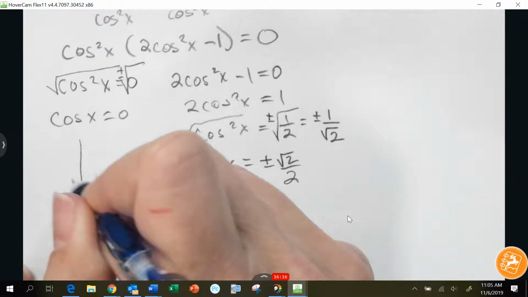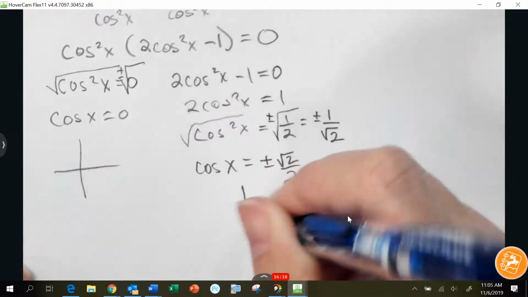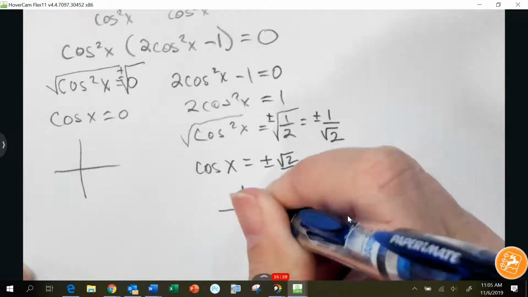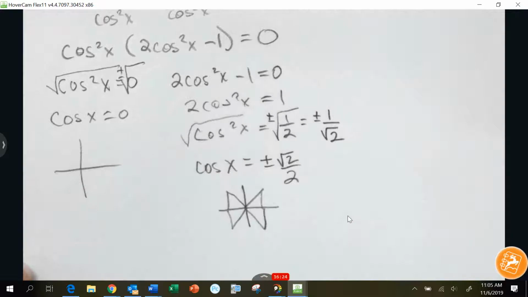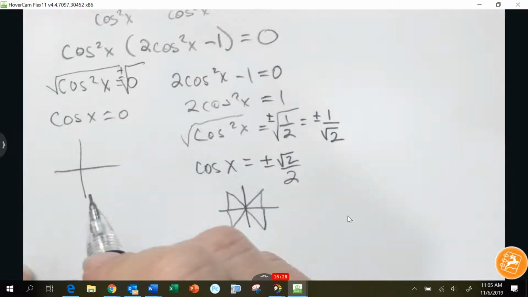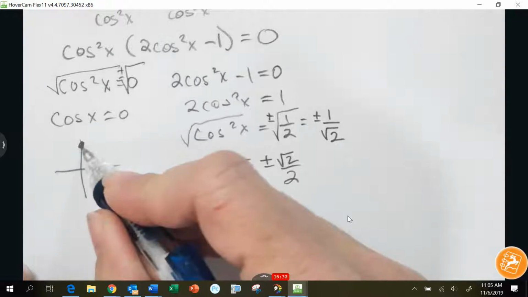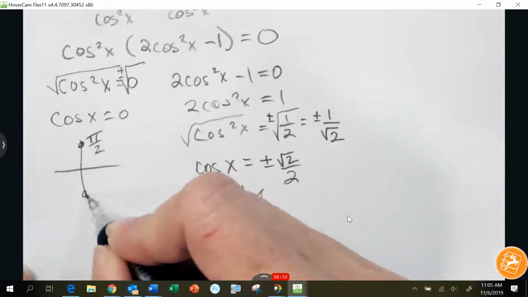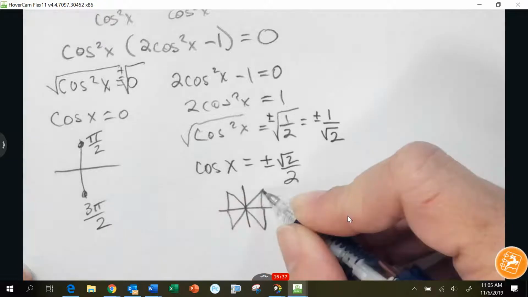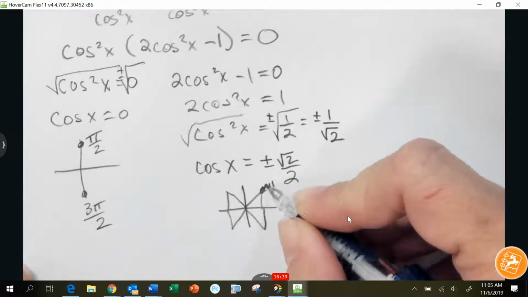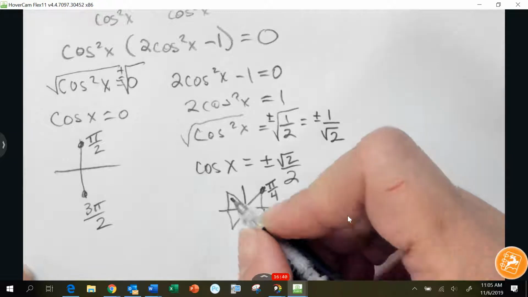And then for this one, the first part, where is cosine 0? Already did it today. Where's cosine 0? Pi over 2, 3 pi over 2. The only somewhat challenging part is we just need to put these in order.